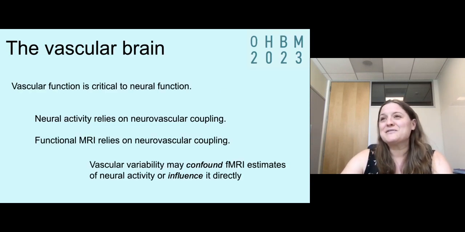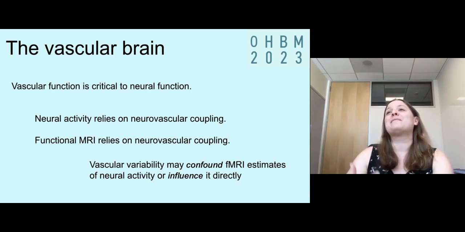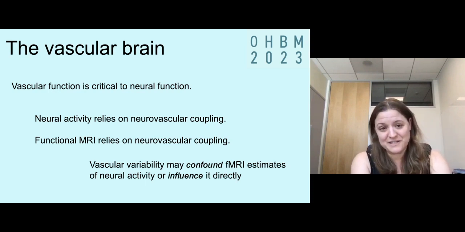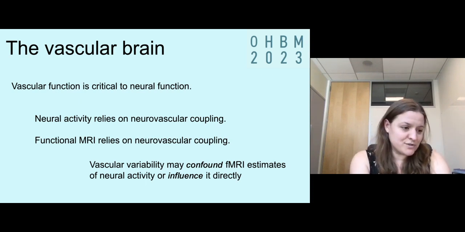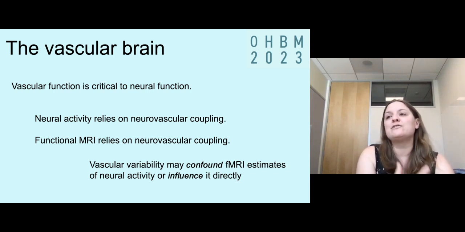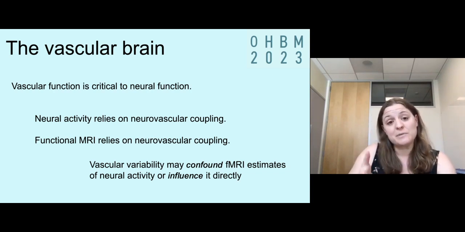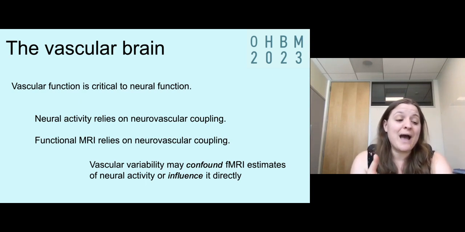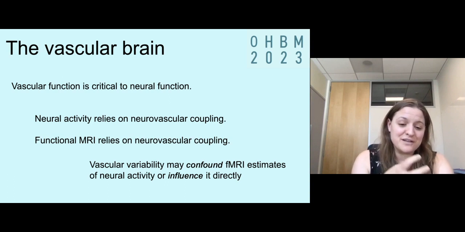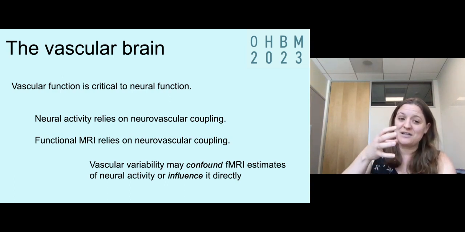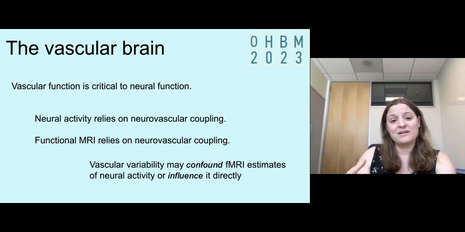So why do I feel like this is a very important topic for us to be discussing? Fundamentally, vascular function is critical to neural function. There are no oxygen stores in the brain, and when neurons become metabolically active, they rely on neurovascular coupling to supply them with additional oxygen for healthy function. So if you have disrupted or dysfunctional vascular physiology, that will potentially then limit the ability of neurons to function normally.